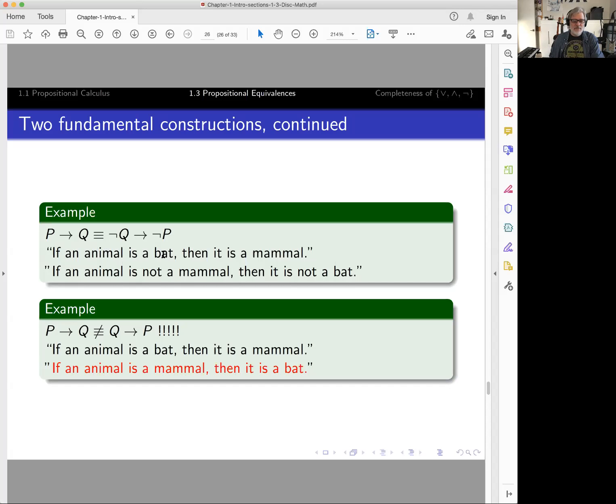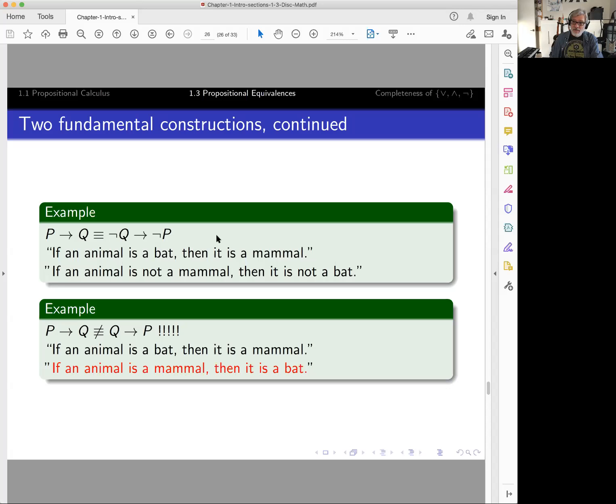If an animal is a bat, then it is a mammal. So if you didn't know that a bat is a mammal, then of course this is a bad example. But I suppose that all of you know that a bat is a mammal. It's a flying mouse, okay? So the mouse part is a mammal. So if an animal is a bat, then it is a mammal, okay?